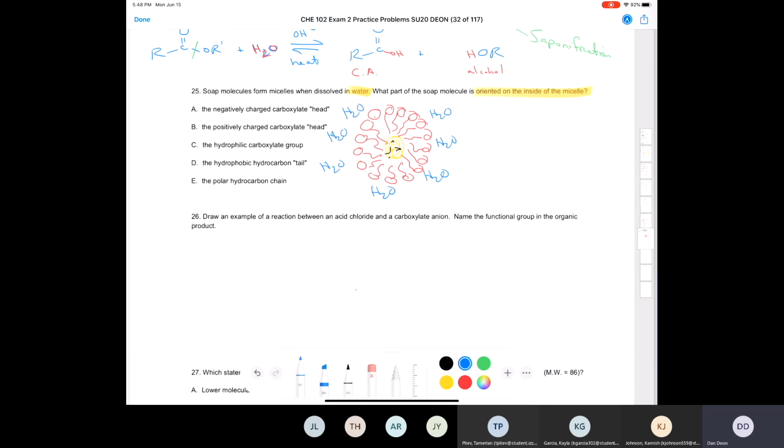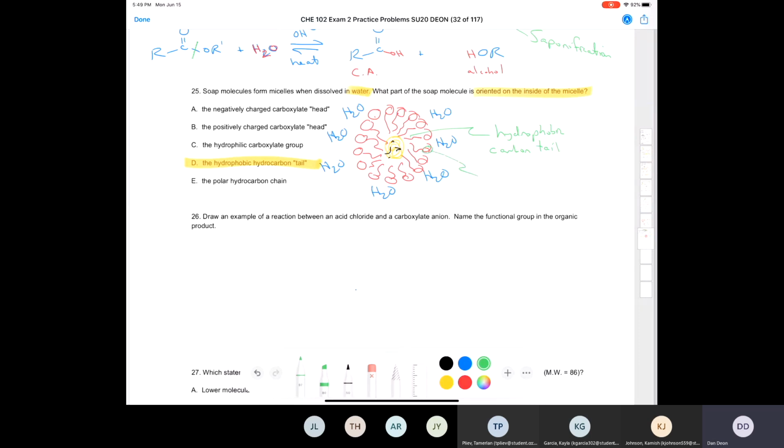The hydrophobic portion, exactly. So the answer is the hydrophobic carbon tail. The hydrocarbon tail, right? These are all the tails, okay? This is the hydrophobic carbon tail, because dirt and oil and grease are largely nonpolar, okay?